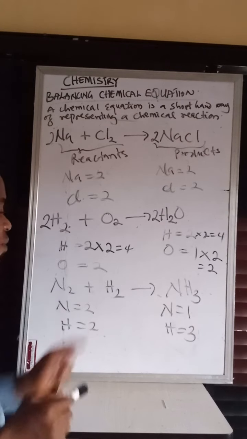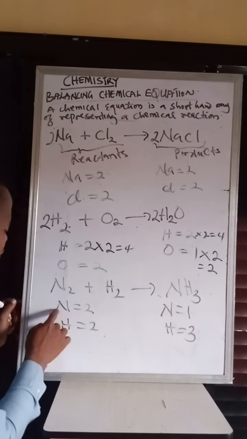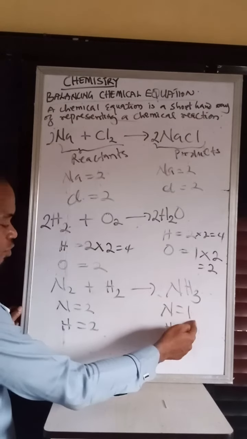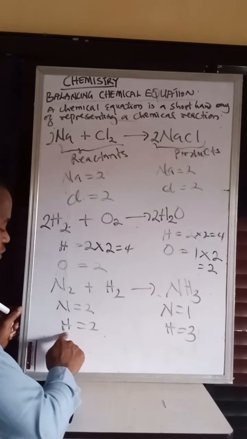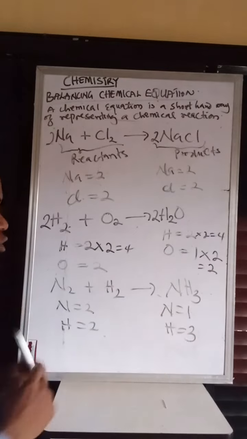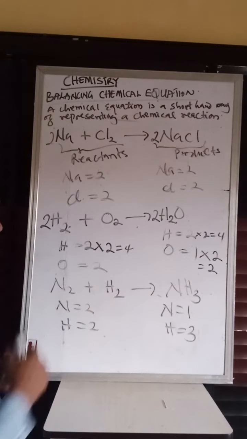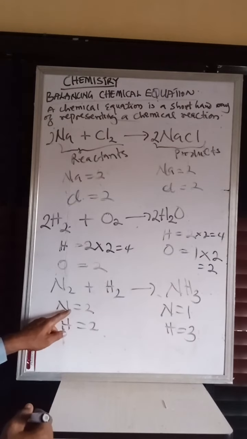And we can start balancing from any. How do we know the atoms are not balanced? On this side, we have 2 atoms of nitrogen. Here we have 1 atom of nitrogen. On this side, I have 2 atoms of hydrogen. Here we have 3 atoms of hydrogen. So now, let's start by balancing the nitrogen.